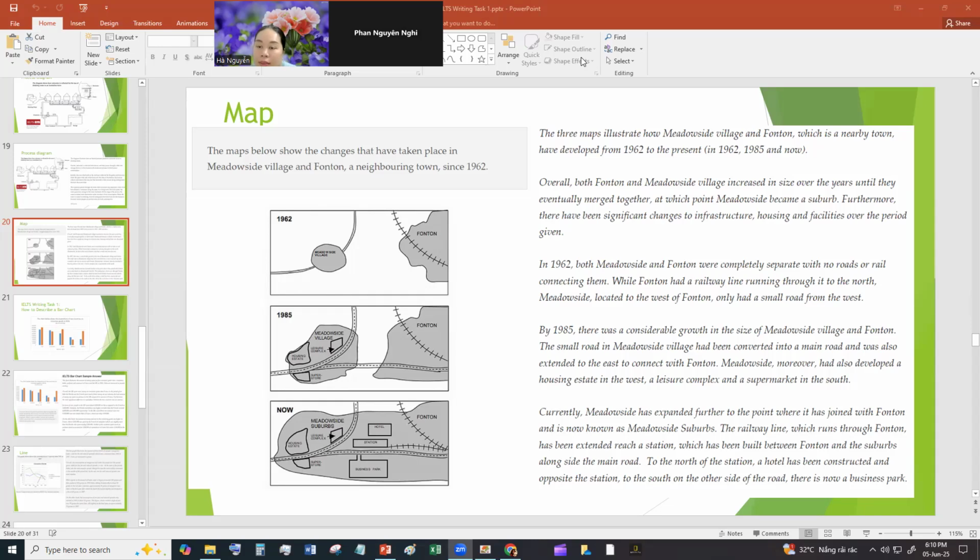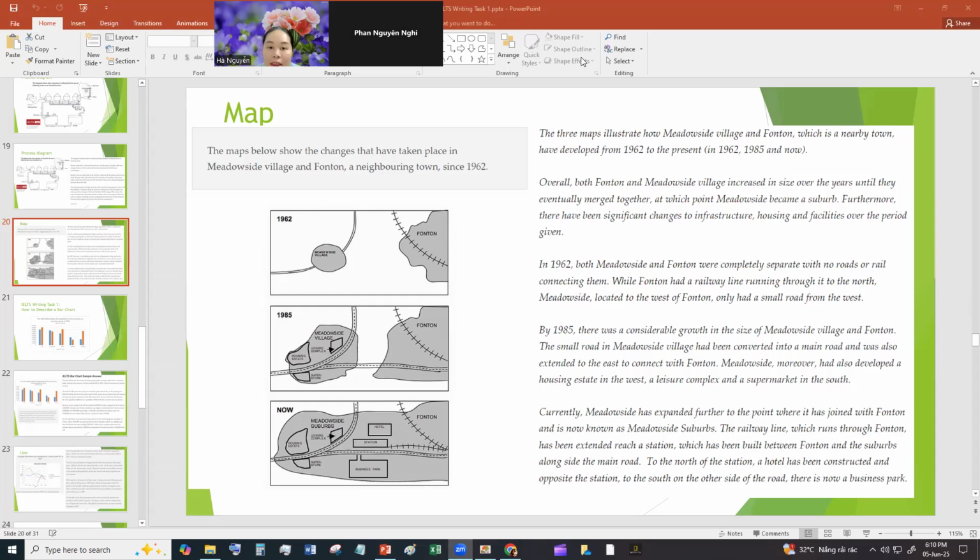Are you asking the introduction or the overall? The introduction, please. We are talking from the beginning of the writing. In the question, it is the maps below show. How is this paraphrased in the introduction? It said that the three maps illustrate. Good job. Well done. The introduction goes into more detail and does not copy the task question. Instead of maps, they say three maps. Instead of show, they say illustrate.